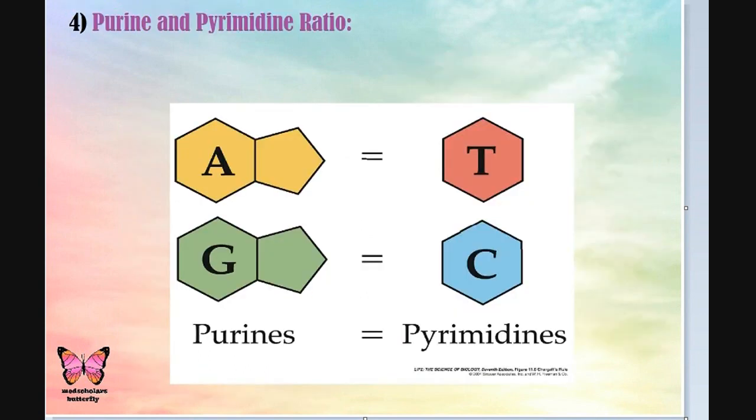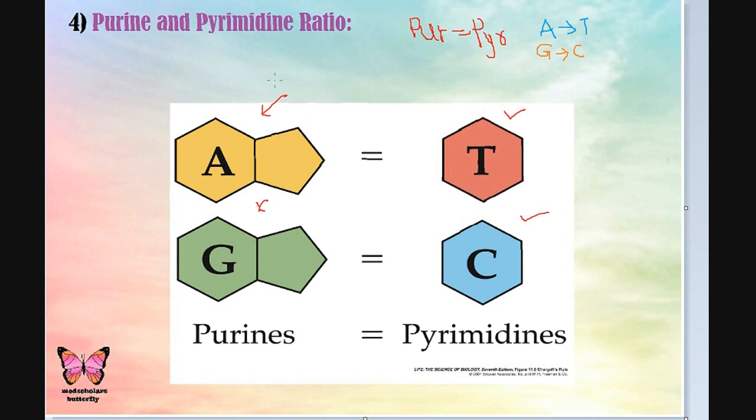Purine-pyrimidine ratio, or complementary base pairing. We already know that purines will always bind to pyrimidines. That means A will always bind to thymine or uracil, and G will always bind to cytosine. Adenine and guanine, which are known as purines, have a double ring structure, whereas thymine and cytosine have a single ring structure.